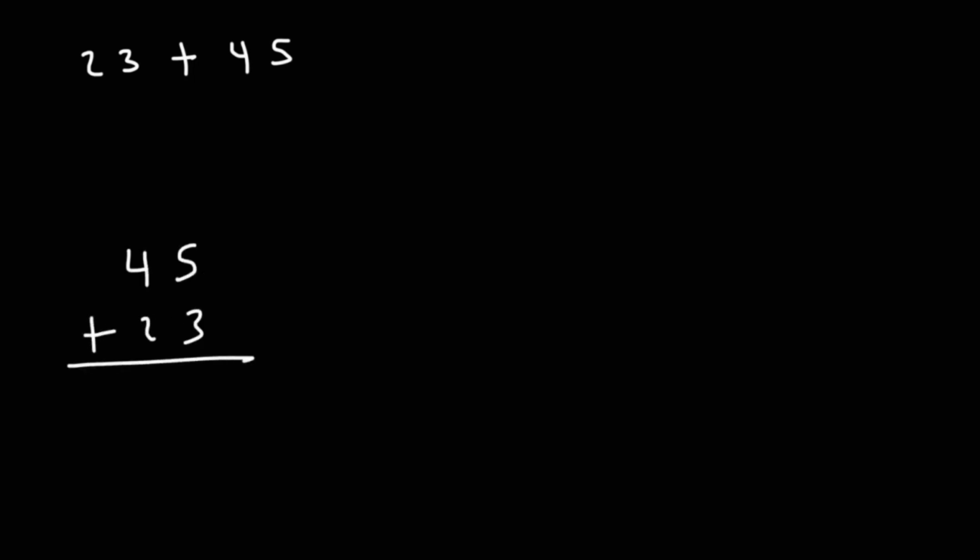Now, what about adding larger numbers? Let's say 23 plus 45. How can we do this? Well, in school, you've seen problems like this where you can just align them up together and then add. So first you would add 5 and 3, which is 8, and then 4 and 2, which is 6. And that's it for that one. Now what about this one? 35 plus 49.